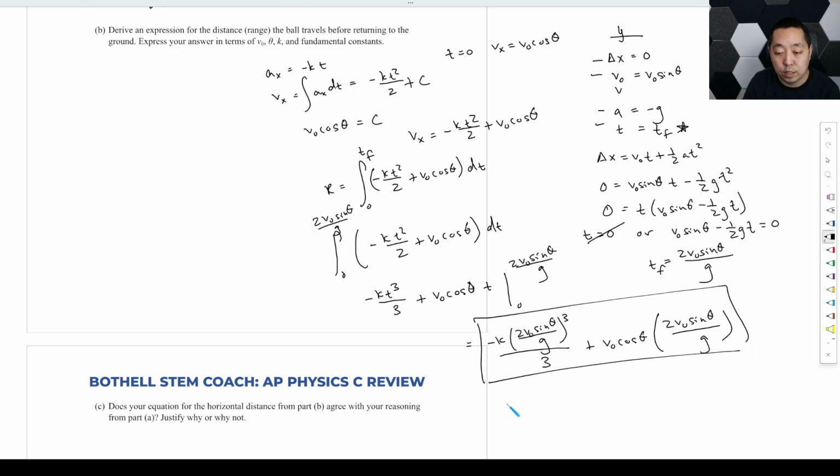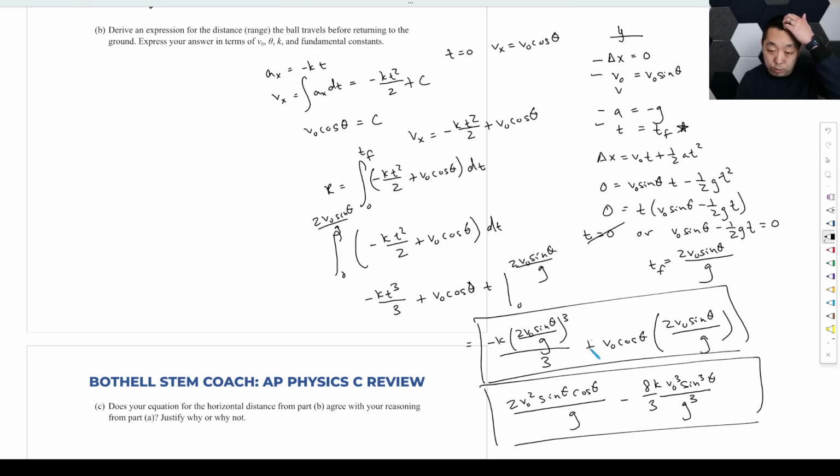You can simplify it if you want. This thing, you can make it 2 v0 squared sine theta cosine theta over g, and then minus, this is going to be 8 thirds k v0 cubed sine cubed theta over g cubed, like that. So you could write it like that if you want to simplify, but you don't really have to.